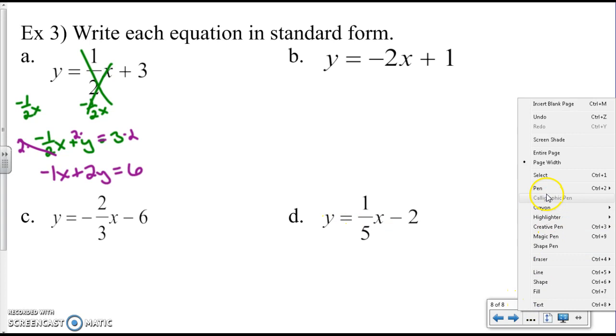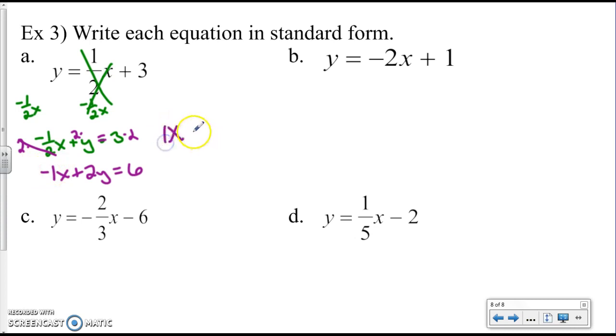My last step then is to change all of my signs if this x is negative. Since the x is negative, I'm going to make it a positive 1x. But I'm also going to change all my other signs. So I have a negative 2y equals negative 6. This is in standard form. I typically don't write the 1 there. You could, but you don't have to.